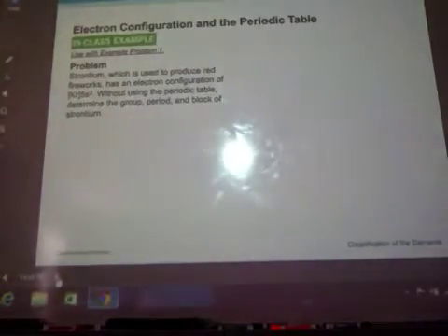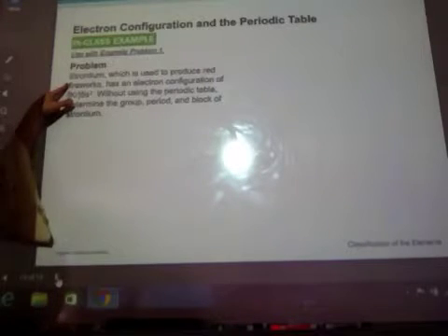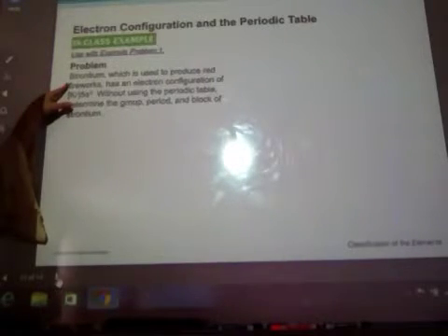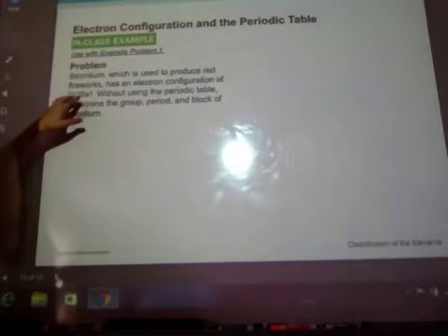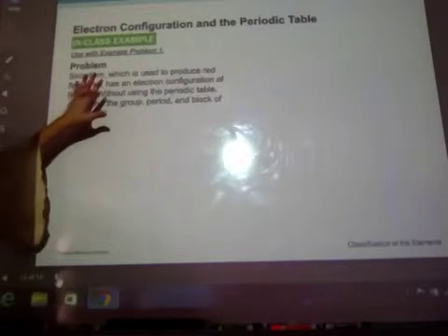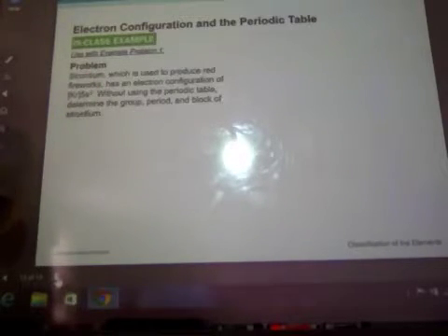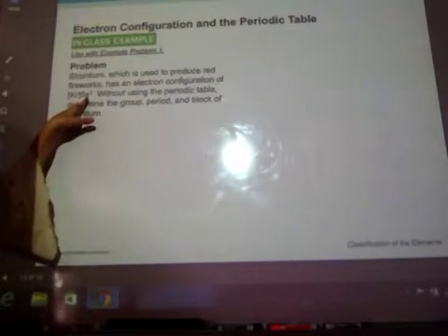We are about done. Strontium is used to produce red fireworks. A lot of fireworks are based on the colors of different elements, so strontium is a common one, and it produces red. It has a configuration of krypton 5s2. Without looking at your periodic table, what group is it in? 2, because it ends with s2.